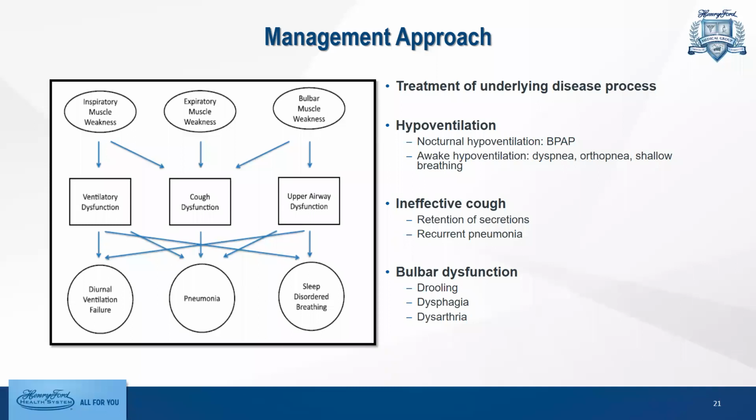Especially if you're having nocturnal hypoventilation, you might want to start BiPAP. Awake hypoventilation symptoms include dyspnea, orthopnea, and shallow breathing, and then you might consider daytime BiPAP or even tracheostomy and mechanical ventilation. You're going to have ineffective cough due to bulbar muscle weakness and the rest of the expiratory and inspiratory muscle weaknesses. That will cause retention of secretions, recurrent pneumonias, and recurrent aspiration pneumonias. And whenever you have bulbar muscle dysfunction, you're going to run into drooling, dysarthria, inability to clear secretions, and aspiration.